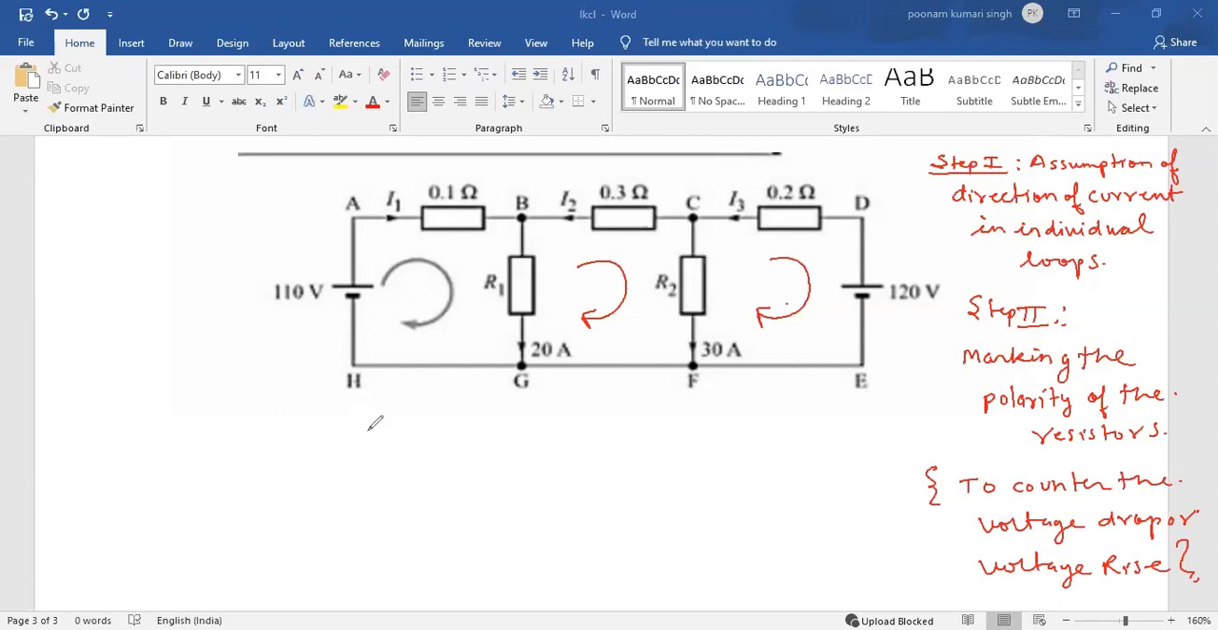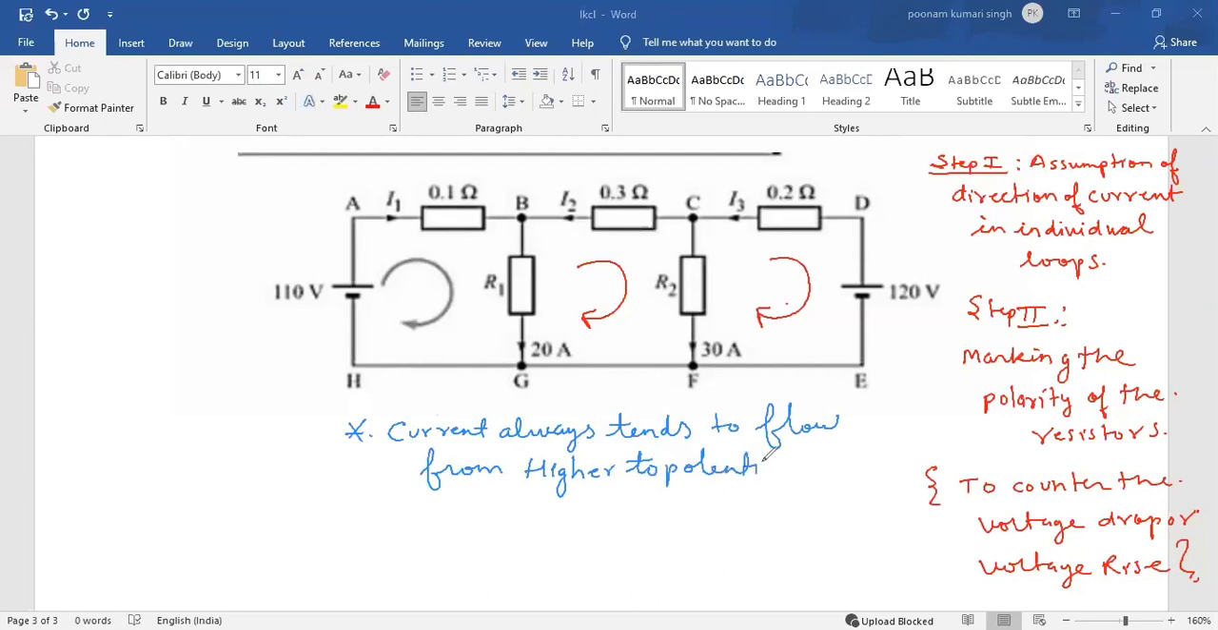Now for marking the polarity, we have to understand a very basic and very important concept, that current always tends to flow from, anyone, current tends to flow from where to where, students? Sir, from lower potential to higher potential. Again think. Higher to lower. Yes, higher potential to lower potential. And you won't make any mistake.